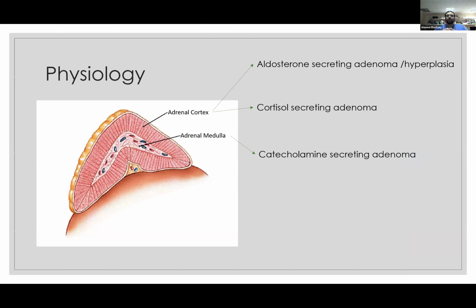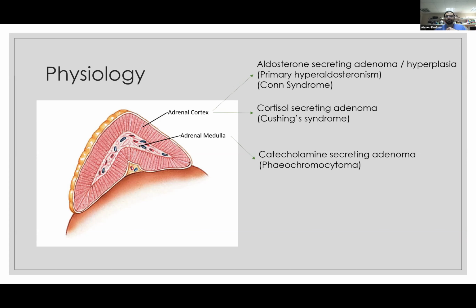The aldosterone excess happens because of a secreting adenoma or bilateral hyperplasia. The cortisol excess, if we have a suprarenal cortical adenoma secreting cortisol, and the catecholamine excess, if we have an adenoma secreting catecholamine in the medulla, and we'll talk about them. The first one is called primary hyperaldosteronism or Conn's syndrome. The second is Cushing syndrome. And the third is pheochromocytoma.